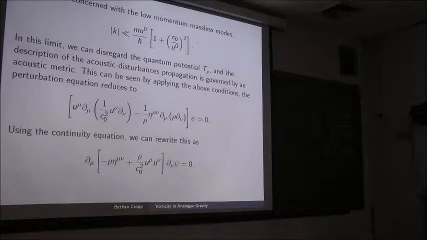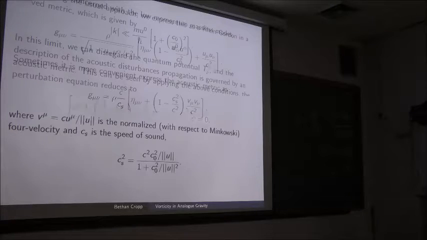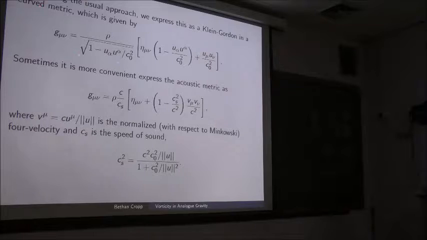So, yes, we're concerned with the low momentum massless modes. And for this, we can neglect the quantum potential, and we can rewrite the equation for the perturbation, casting it into this form here. And again, you can look at that and read off that this is the form of a scalar equation in a curved metric. You can just read that off after a bit of manipulation to be of this form. Now, this isn't the Klein-Gordon equation in the flat metric plus interaction we had before. This is now a Klein-Gordon equation with no interaction term in a curved metric.